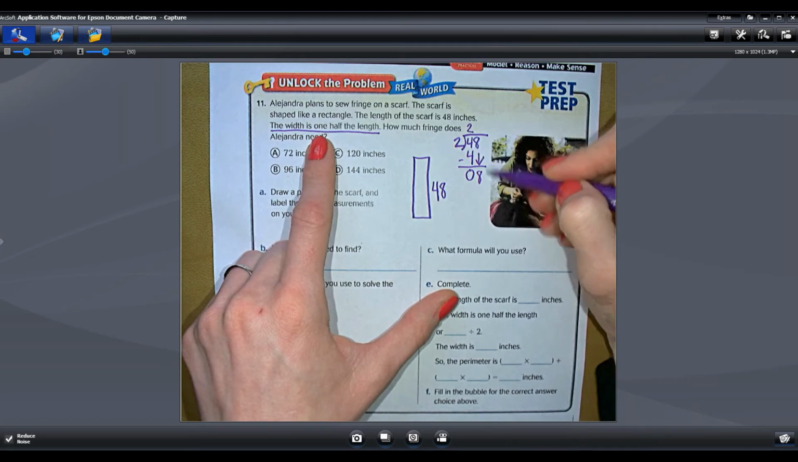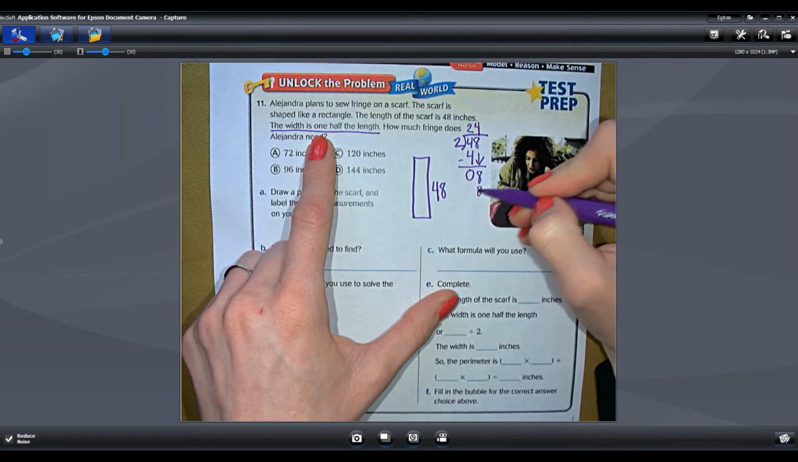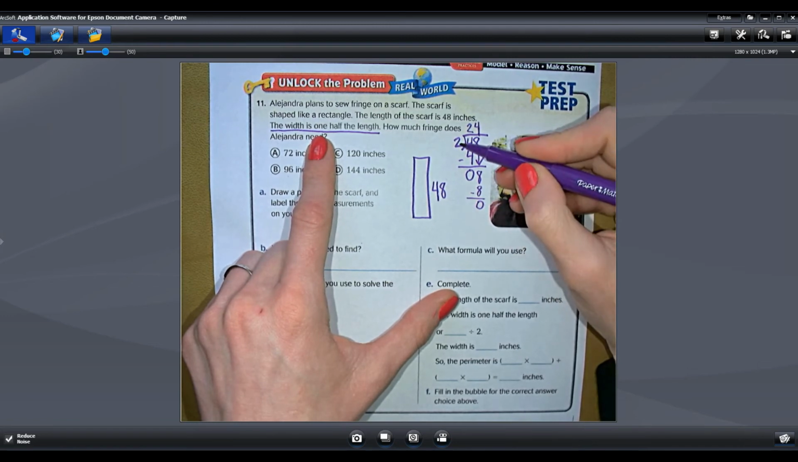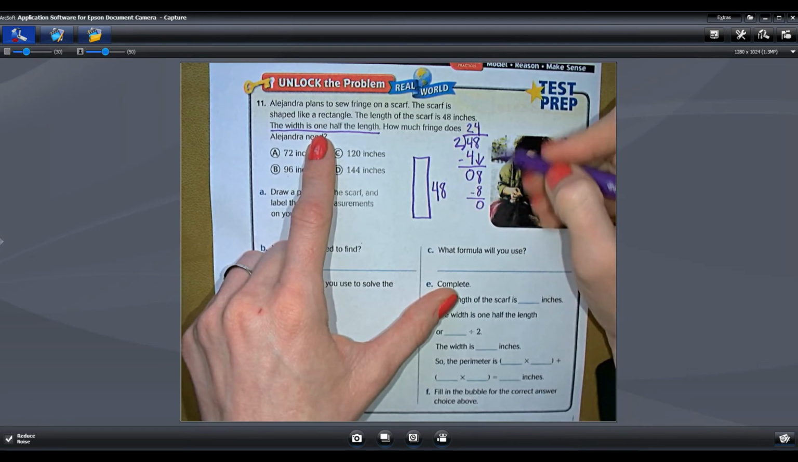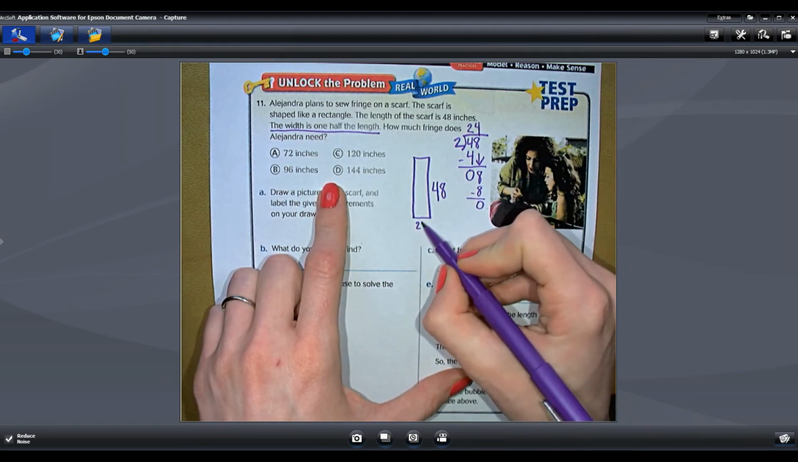How many times will 2 go into 8? 4. 4 times 2 is 8. Subtract and get 0. Is your remainder smaller than your divisor? Anything to bring down? No. Anything to bring up? No. Okay, so 1/2 of 48 is 24.